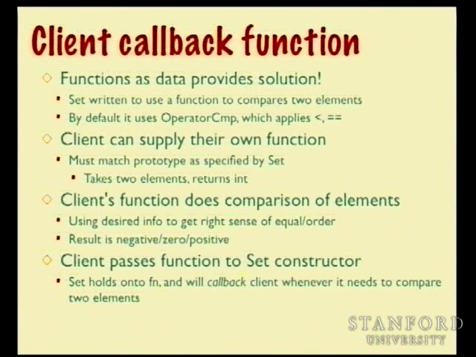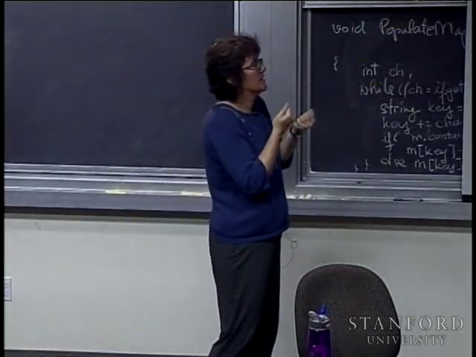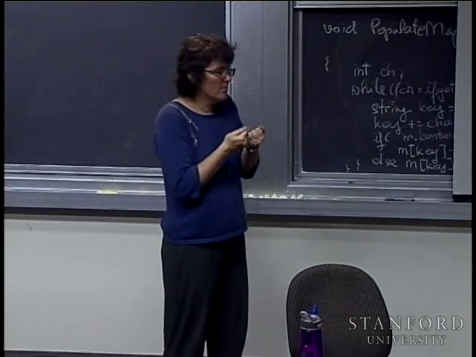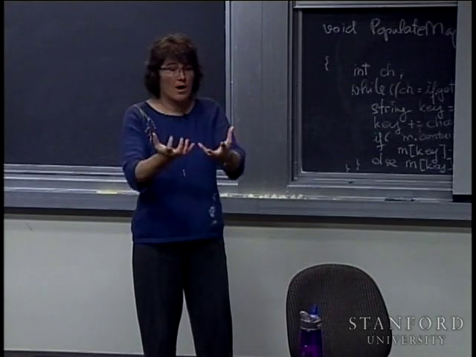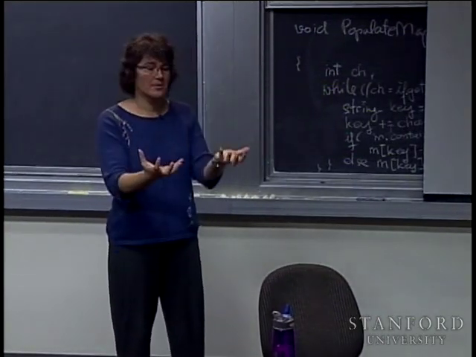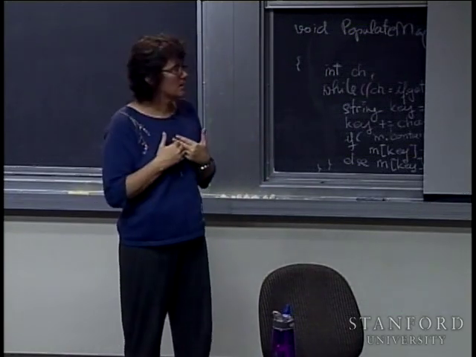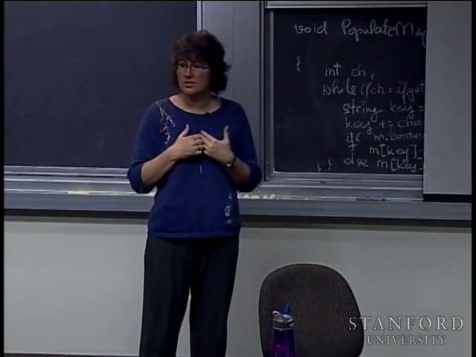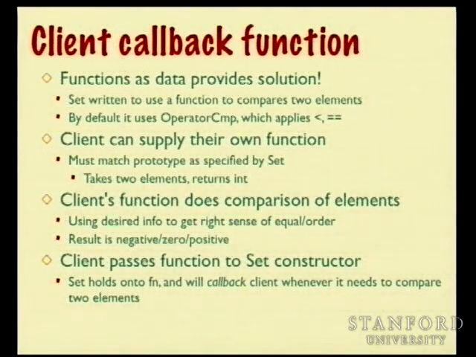But it doesn't know, given any two random things, how to compare them, other than this assumption it was making about less than and equal equals being the way to tell. If it wants to have a more sophisticated handling of that, what it needs to do is cooperate with the client. The implementer of the set can't do it all. So there are these two programmers that need to work in harmony. What the set does is allow the client to specify by providing a function. It says, well, when I need to compare two things, how about you give me the name of a function that, when given two elements, will return to me their ordering, this integer 0, negative, or positive that tells me how to put them in place.